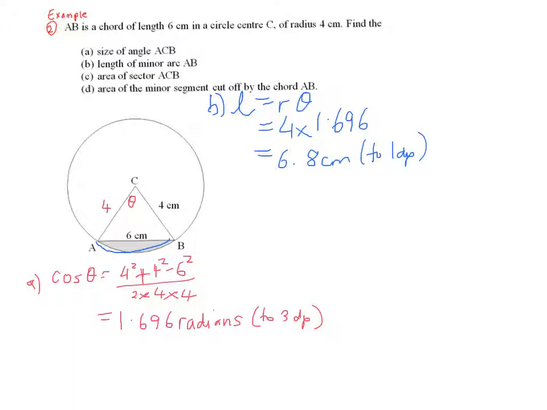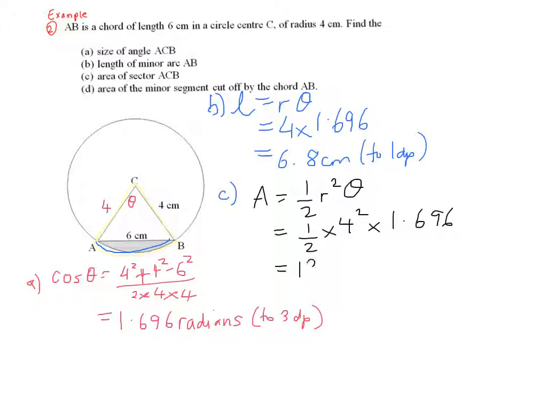Part C. Find the area of sector ACB. Sector ACB is this whole sector, the piece of pizza, piece of pie. The area formula is half r squared theta. So we have half times the radius squared, where the radius was 4, times theta, which is 1.696. And that area will be 13.6 centimetres squared to 1 decimal place.